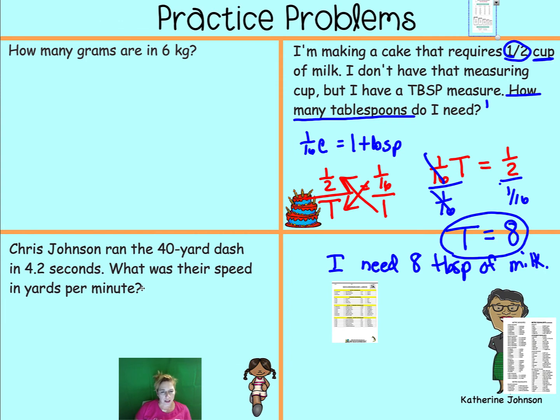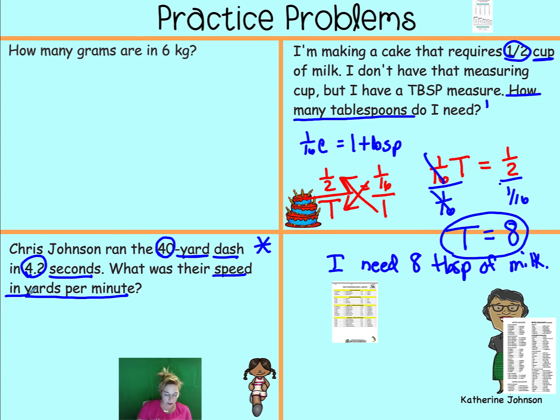Okay, so Chris Johnson ran the 40-yard dash in 4.2 seconds. What was their speed in yards per minute? Now, I would say this is a pretty hard question because there's a problem. Okay, so let's go ahead and read. So we have 40-yard dash. That means it's the race, okay? Did it in 4 2/10 seconds. And the question we're trying to figure out is the speed in yards per minute. Okay, so we got the yards part, but we got to figure out how many seconds in a minute.